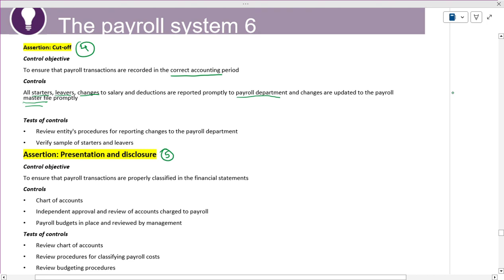Review procedures for reporting. Whenever a change is happening, what is the procedure? From where you get the source information, who has to make changes, who has to approve, and who has to be transferred. Verify for a sample of people who are joining and a sample of people who are leaving. This is with respect to cutoff.